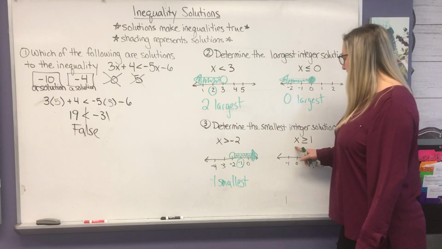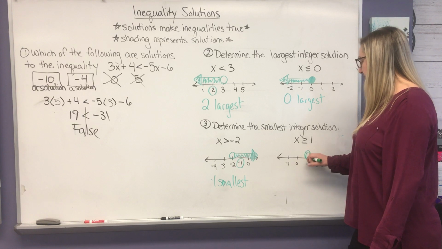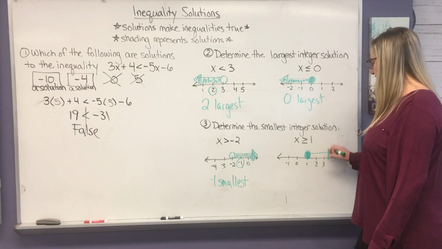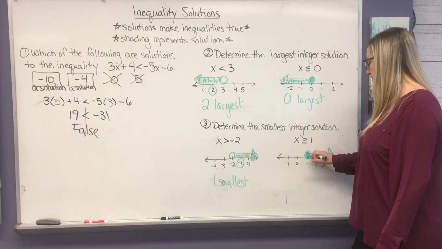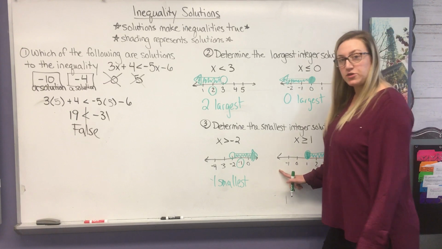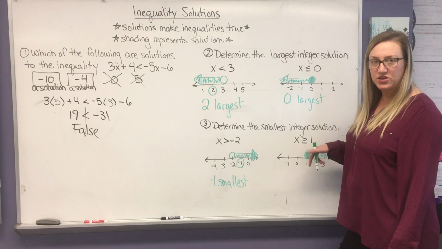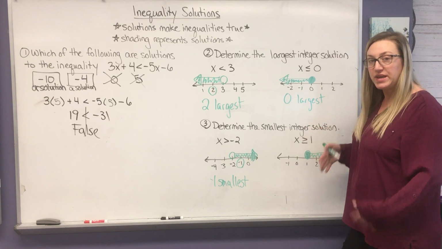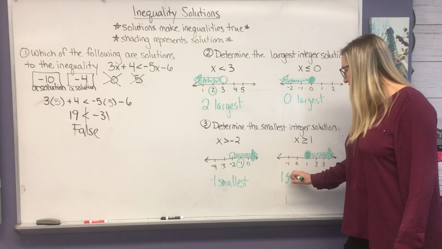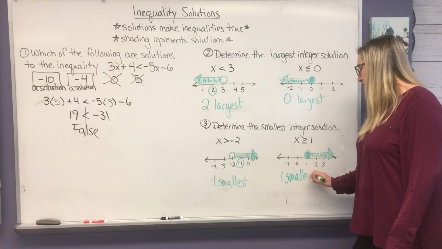Finally, x ≥ 1 gets a closed circle at 1 and is shaded to the right. -1 is not a solution, 0 is not a solution, 1 is because it is shaded and x can be equal to it, hence 1 being the answer. So 1 is your smallest.